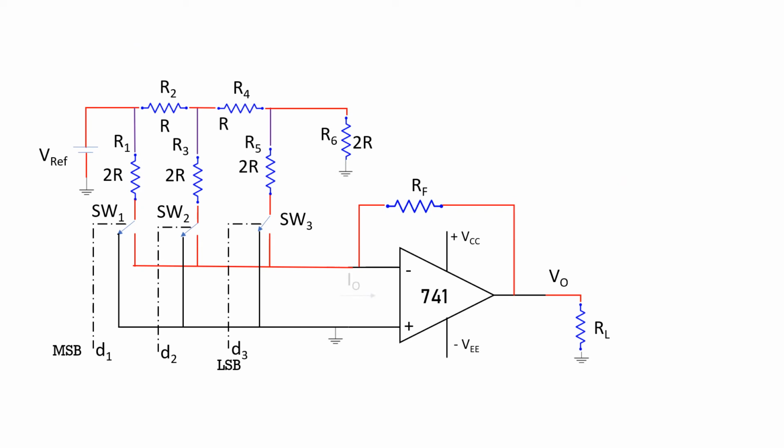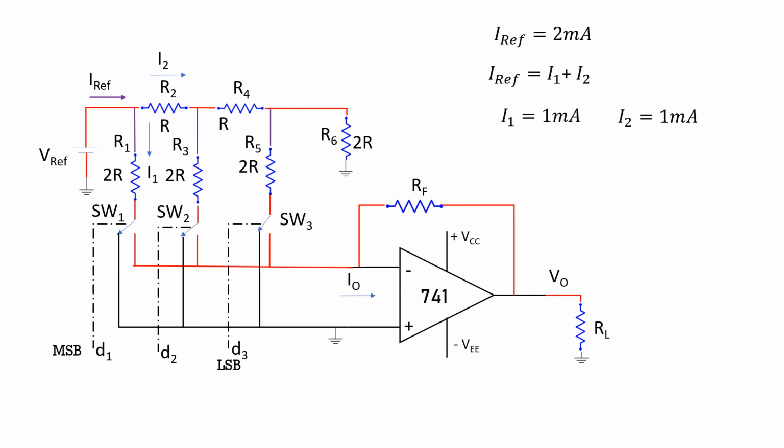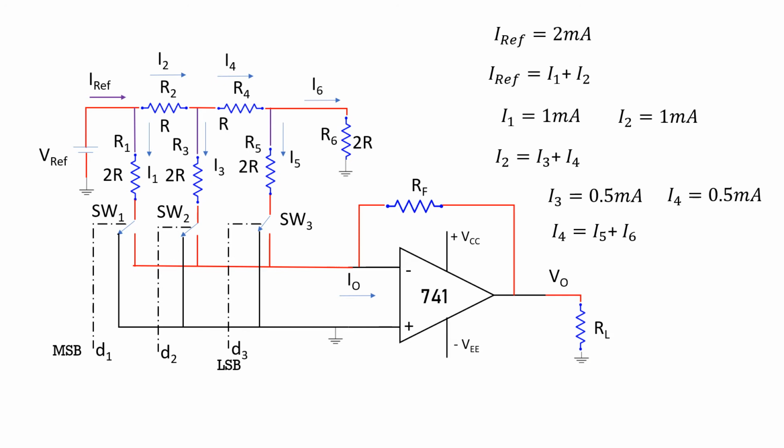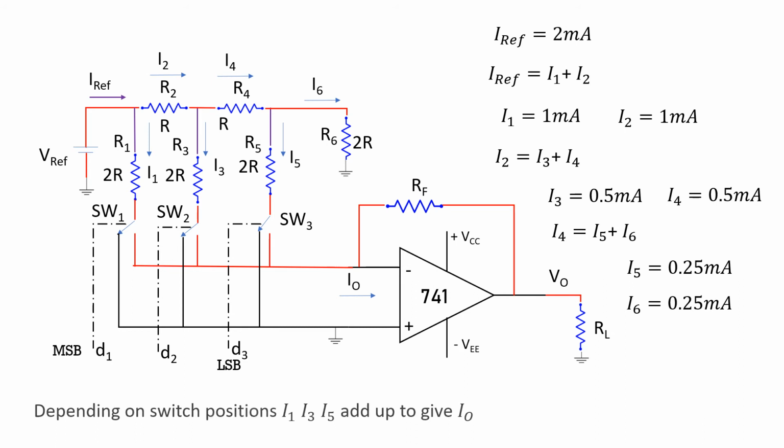So we will see in this particular circuit how the currents are denoted. We have obtained I reference equal to 2 milliampere. From this circuit we can state that I reference is equal to I1 plus I2. So I1 will be equal to 1 milliampere, and I2 will also be equal to 1 milliampere. Similarly, I2 is nothing but I3 plus I4. Therefore, I3 will be equal to 0.5 milliampere and I4 is equal to 0.5 milliampere. And I4 will be equal to I5 plus I6. Therefore, I5 will be equal to 0.25 milliampere, and I6 will be equal to 0.25 milliampere.